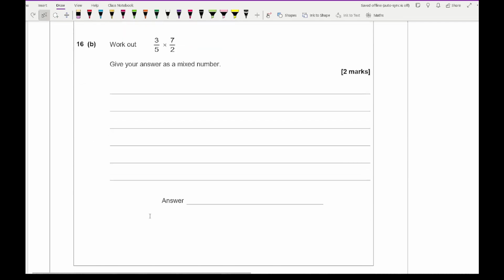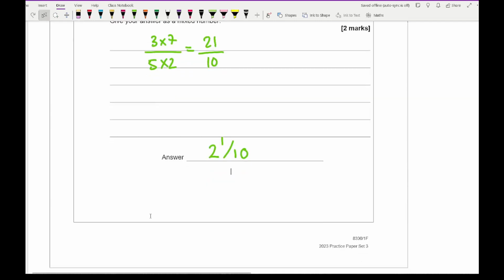Then for question 16b, here we're multiplying and giving our answer as a mixed number. So I want to do 3 times 7 over 5 times 2, so that's 21 over 10. And then how many 10s go into 21? That's going to be 2. What's the remainder? 1. What's the original divisor? 10. So it's going to be 2 and 1/10.